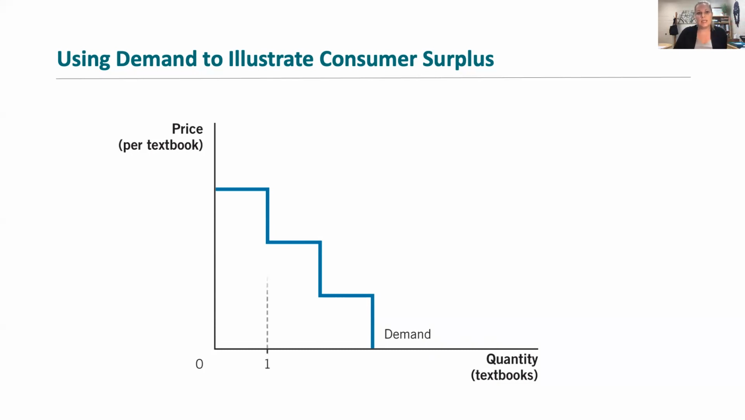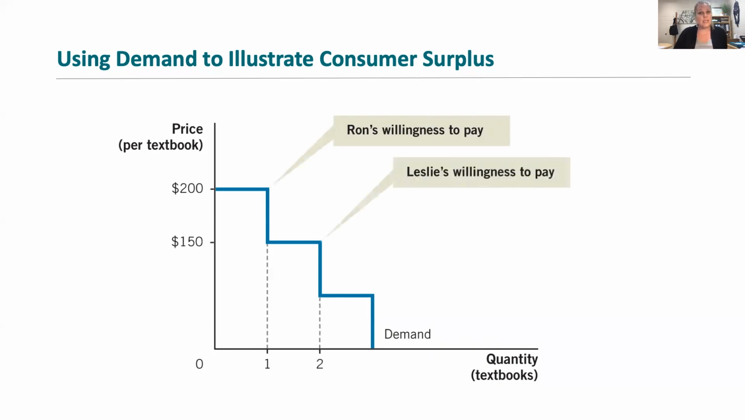So let's label this graph. That top stair belongs to Ron because Ron's willingness to pay for a textbook is $200. The second stair belongs to Leslie because her willingness to pay for a textbook is $150. The third and final stair is Donna's willingness to pay $100 for a textbook.